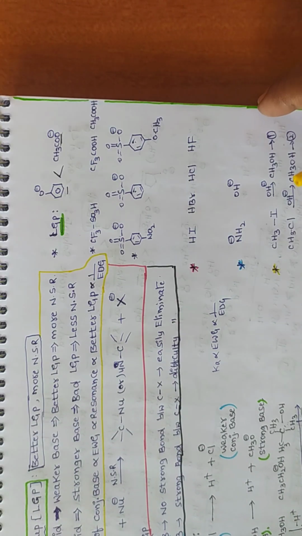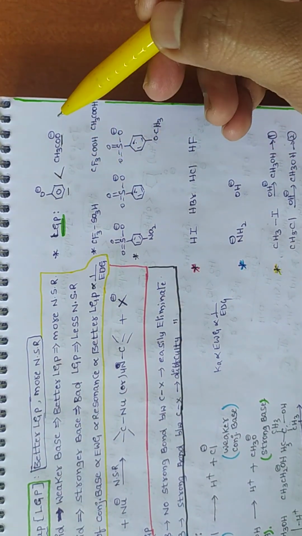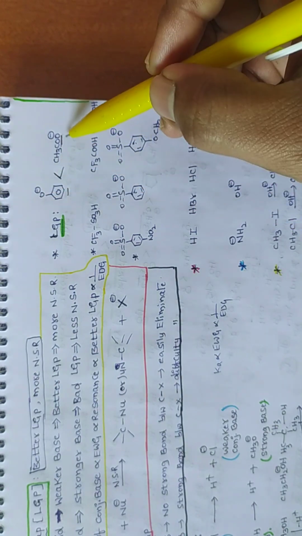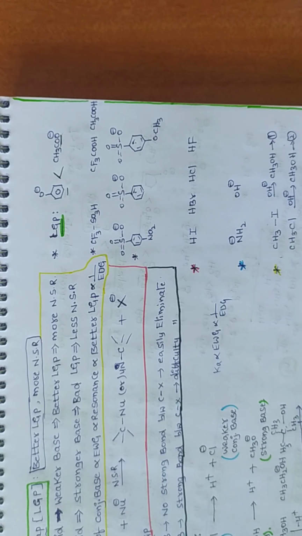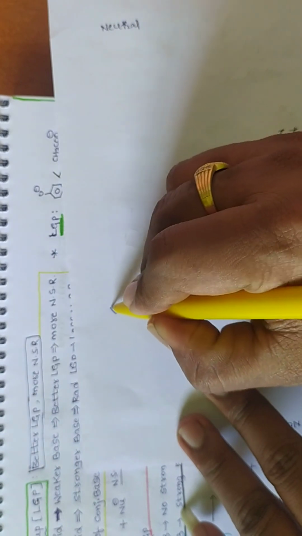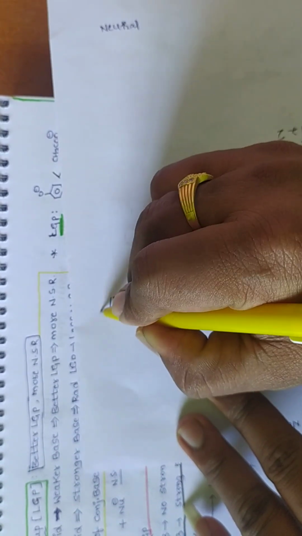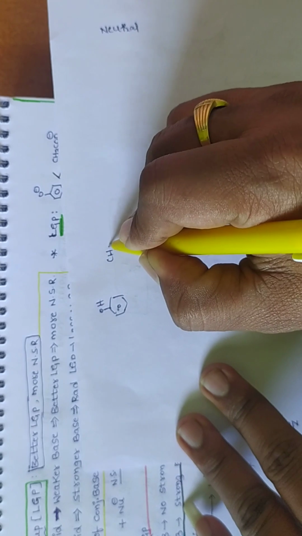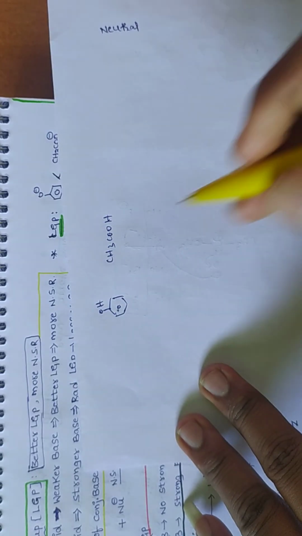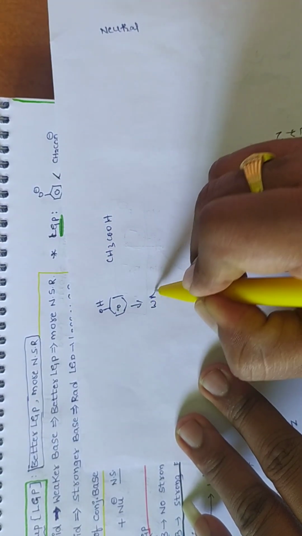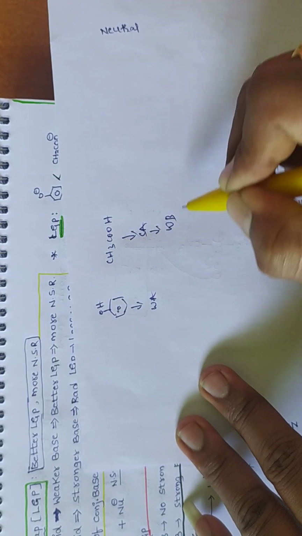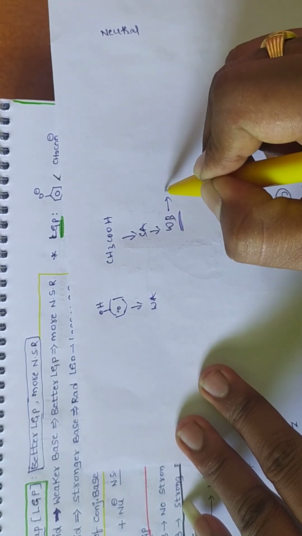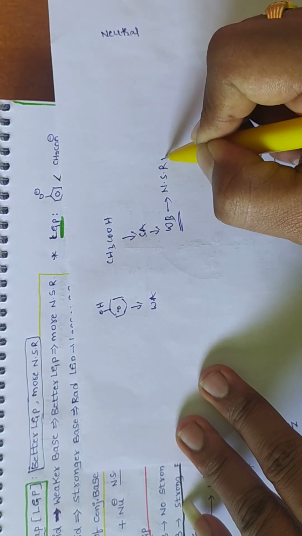Next, step number 2: solve this question, which has the best leaving group. Now this is a phenoxide ion, and this is acetic acid. Taking phenol, this is a weak acid, and acetic acid is a strong acid. The stronger the acid, the weaker the base. The weaker the base, the better the leaving group, and the more nucleophilic substitution reaction.